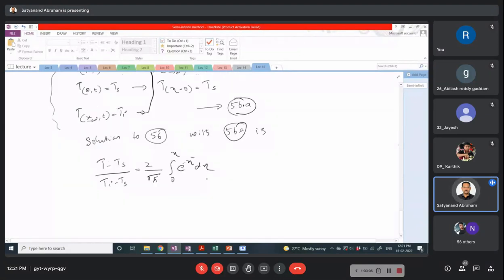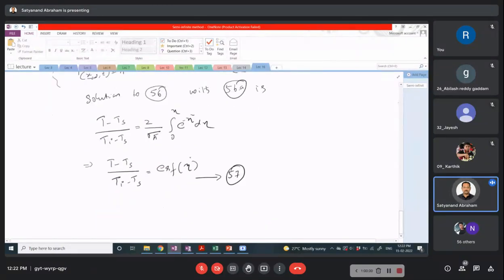So this is the solution, but luckily for us, this is the error function. Therefore we can write (T minus Ts) divided by (Ti minus Ts) is equal to error function of eta. This one we can call 57.